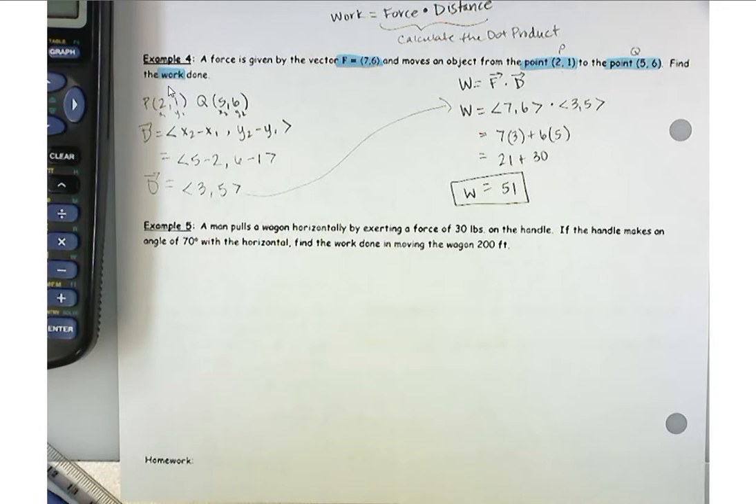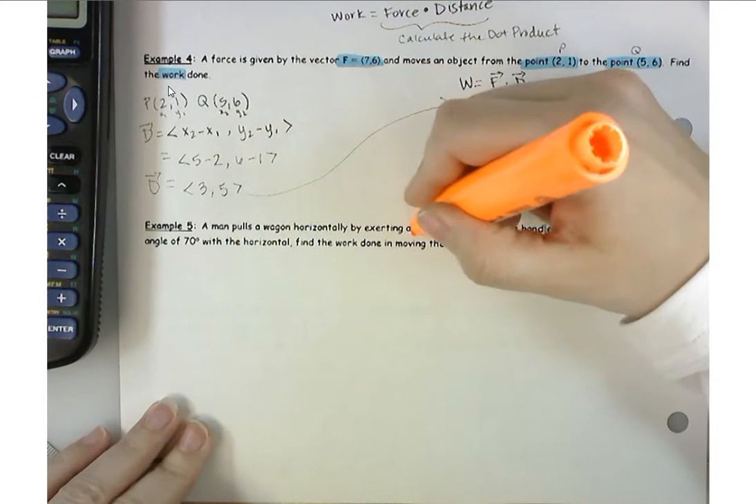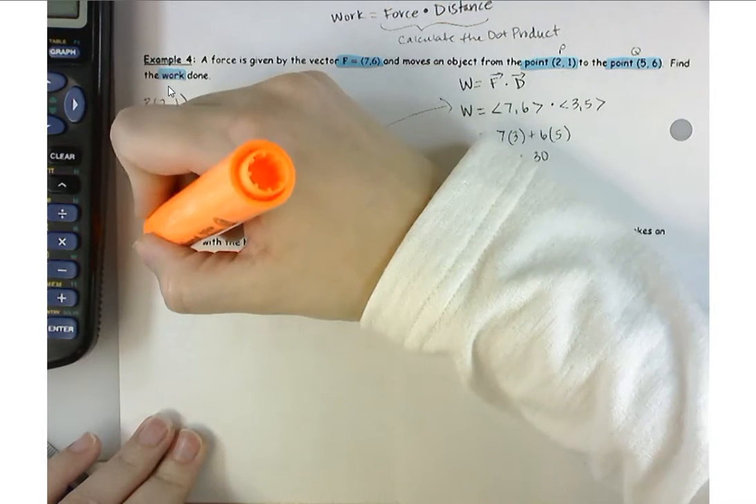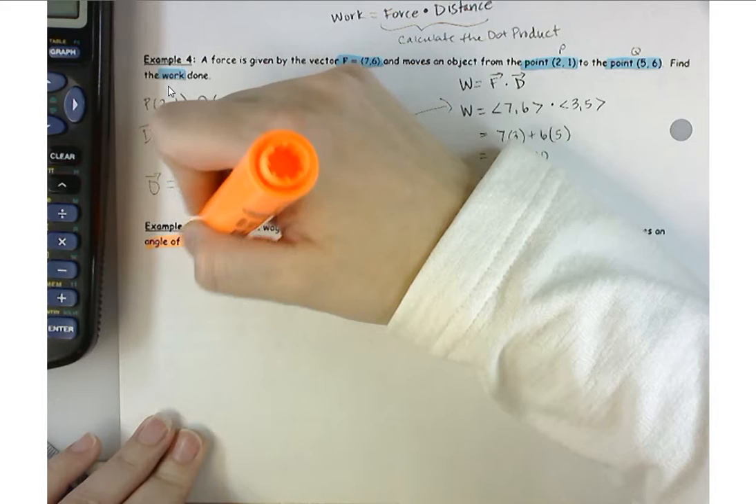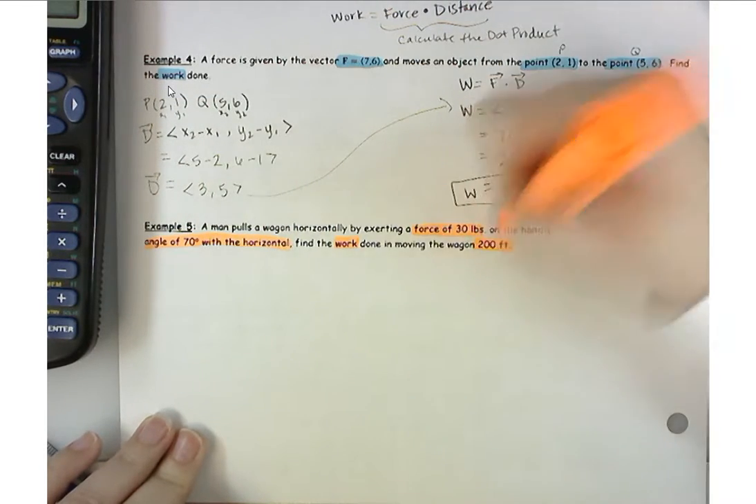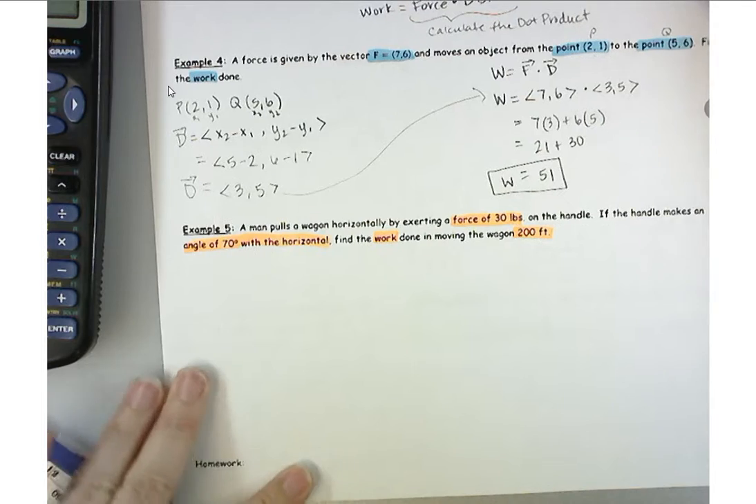Okay, so we have a man who's pulling a wagon horizontally, exerting a force of 30 pounds on the handle. If the handle makes an angle of 70 degrees with the horizontal, find the work done in moving the wagon 200 feet. All right, so first we're going to draw a practical picture, and then we're going to put the picture on our coordinate grid.